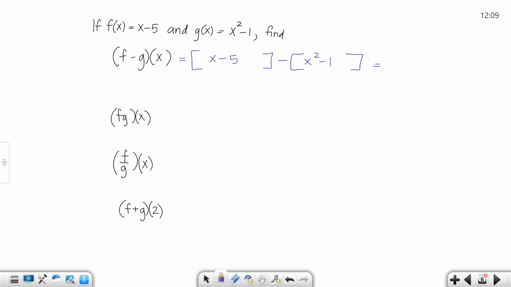So when I clean this up, I'm going to get an x minus 5. I'll distribute this negative. So that gives me a negative x squared plus 1. That's where we usually miss it, so be really careful with that sign. So cleaning this up, we have a negative x squared I'll bring down, a positive x, and negative 5 plus 1 is a negative 4. And that is your answer.